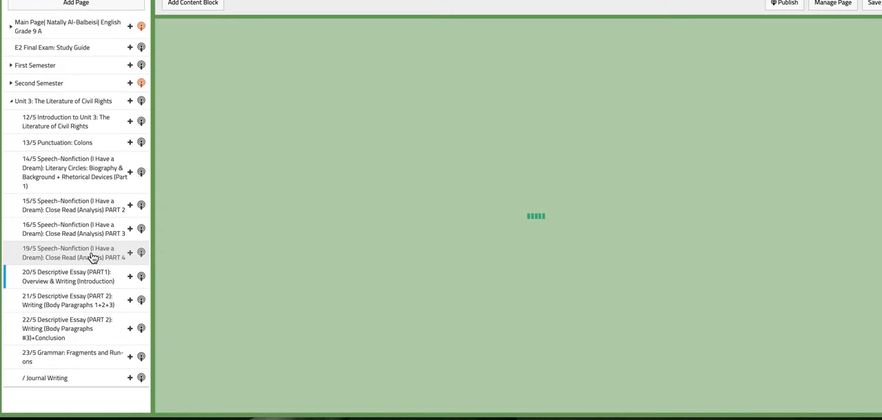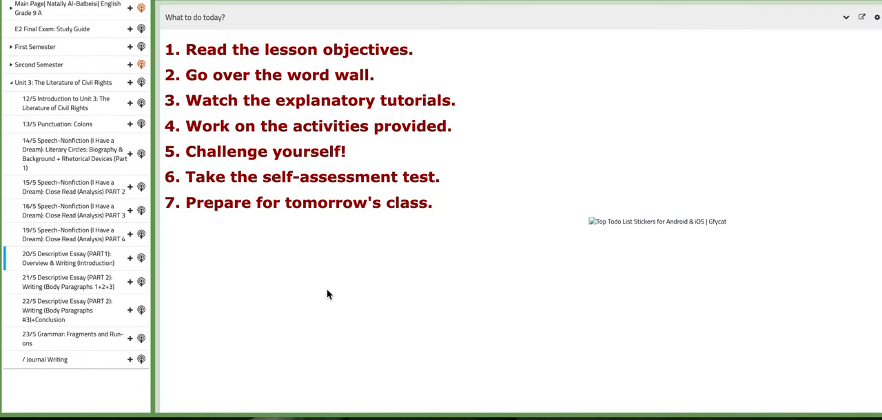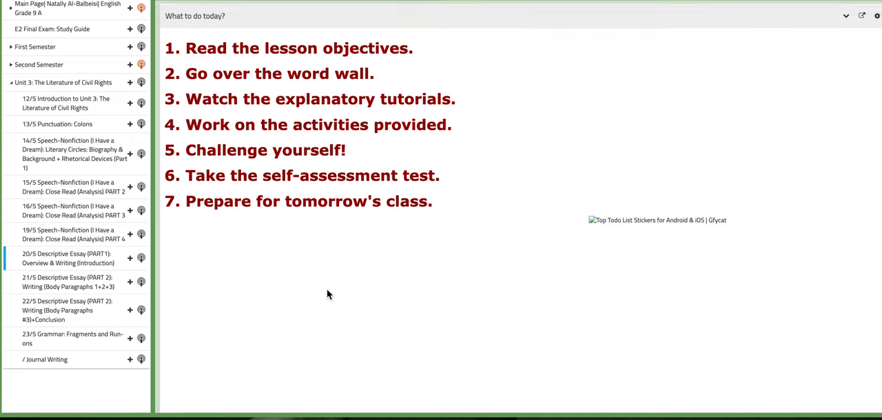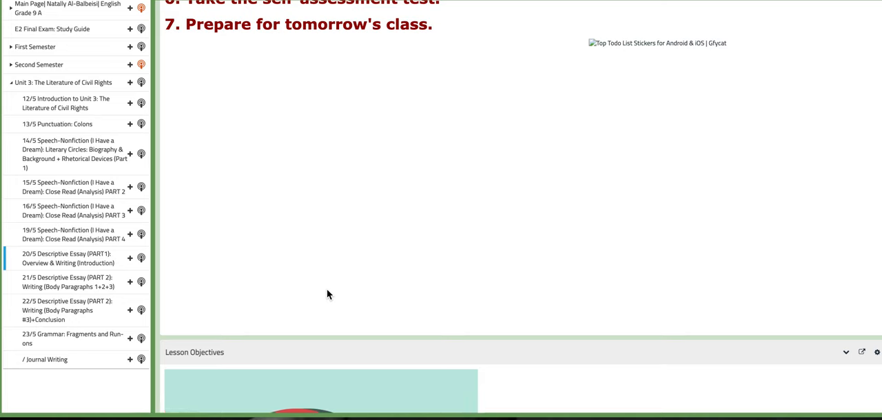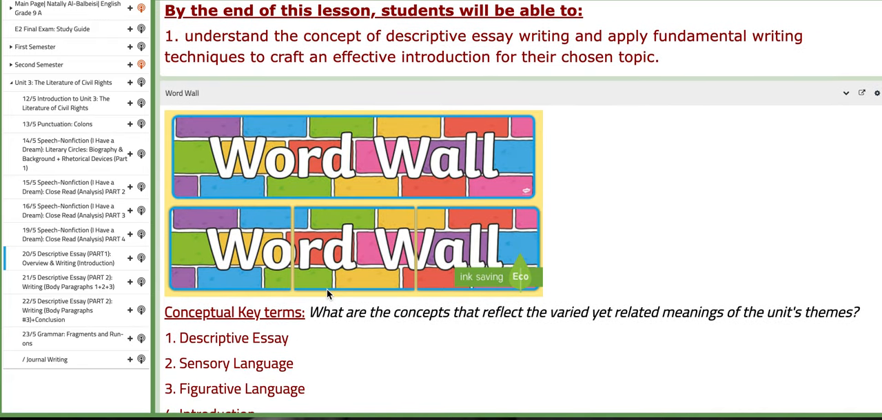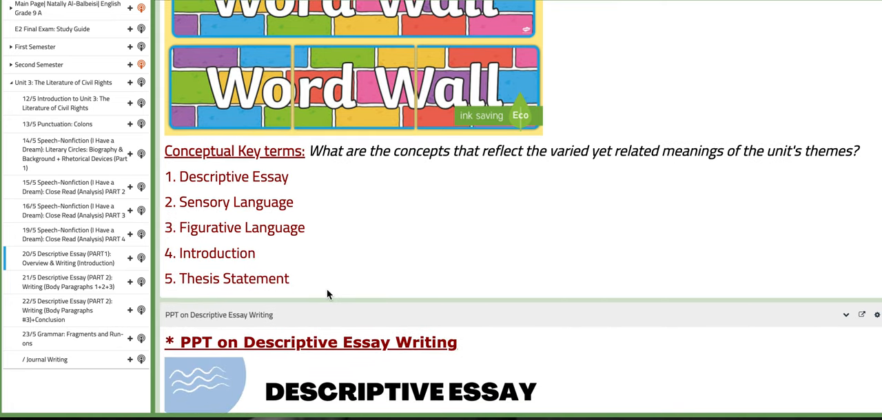Now, on the following day of this week, which is the 20th, we are going to start with writing a descriptive essay. On this day, we are going to introduce or define the meaning of a descriptive essay. We're going to talk about its components, and then we are going to explain the layout of this specific essay writing, and immediately we'll start drafting and then writing your introductory paragraphs.